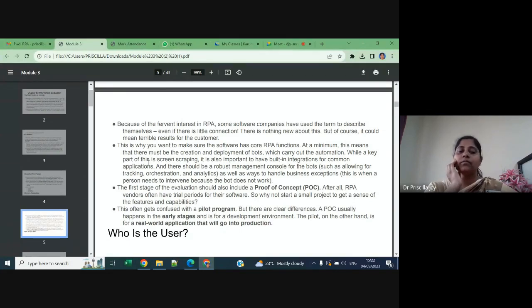And in the first stage of the evaluation, we will be using a proof of concept, that is POC. Okay, so in that, the vendors will be having trial periods for each and every software, where they'll have some documentation, and in addition, we'll have a pilot program. So apart from the pilot program, the proof of concept is the early stage which we do in the development process.